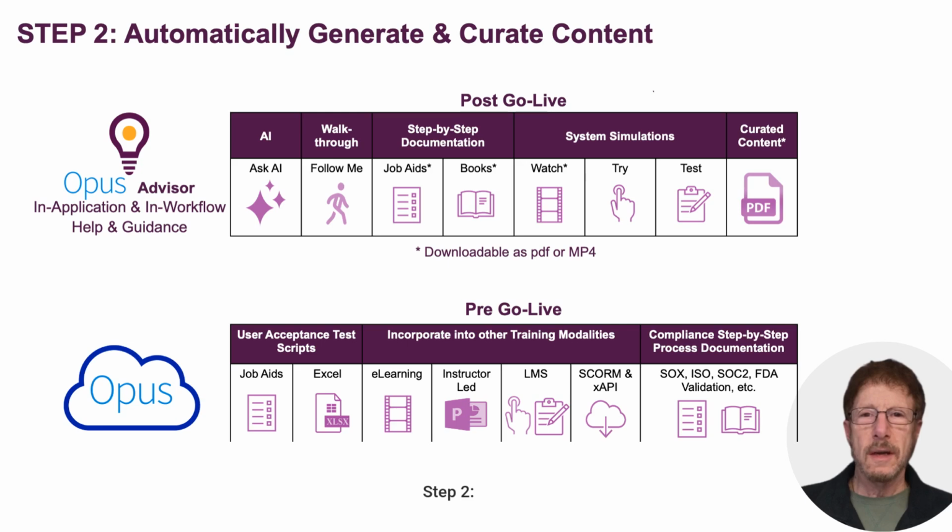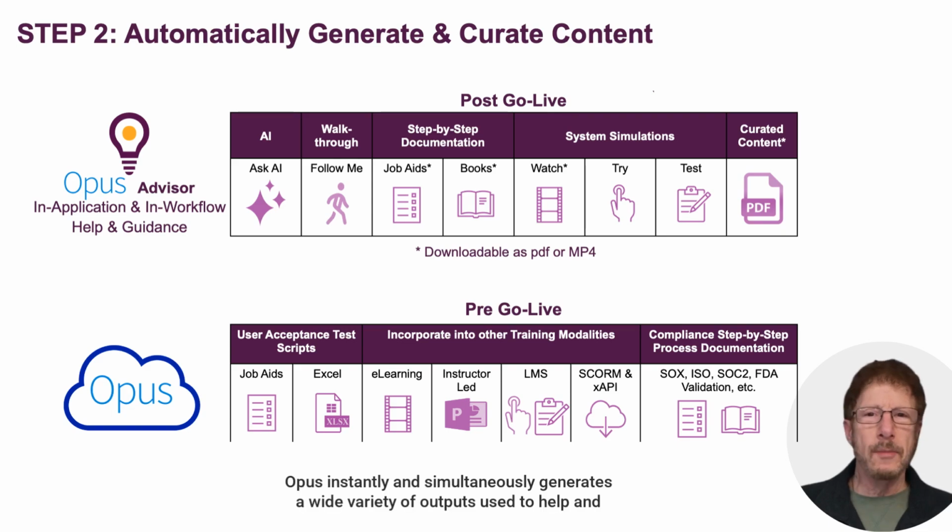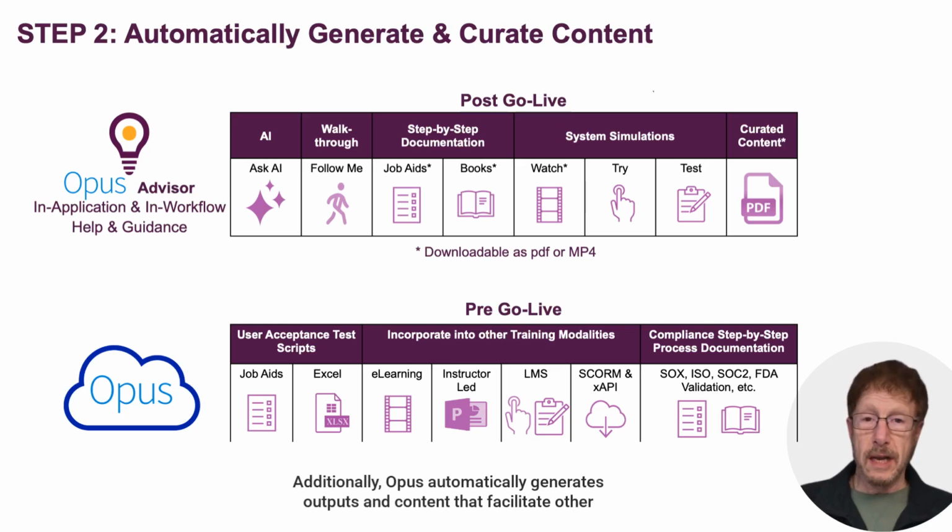Step 2. Auto-generate and curate content. OPUS instantly and simultaneously generates a wide variety of outputs used to help and guide users after go live in the execution of application and non-application tasks. Additionally, OPUS automatically generates outputs and content that facilitate other requirements needed during the transformation project, like you see here.